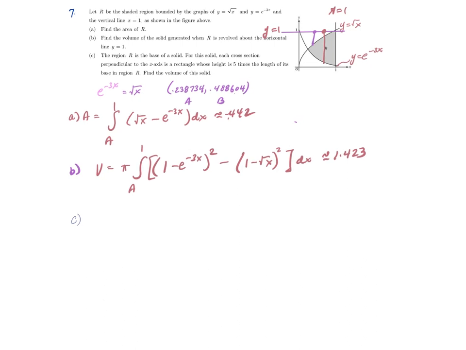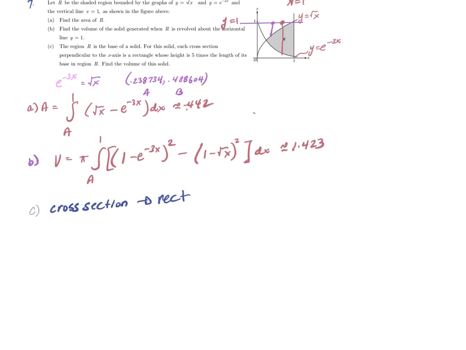All right, for part C, cross section. So this is a cross section, and in this case, it's a rectangle. So this is a little unusual, but the base and the height aren't going to be the same. So either they have to just flat out give you the height, or they may say the height is twice the base, or the height is something compared to the base. Okay, so they're saying that the height is 5 times the length of the base.